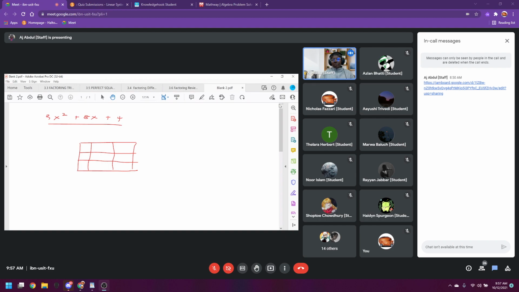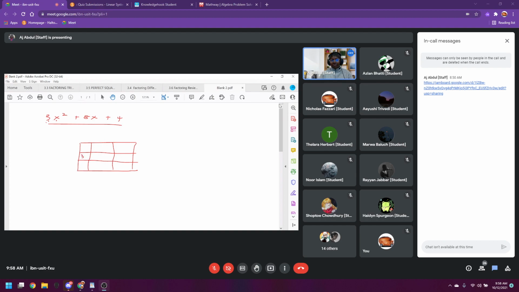So when I look at 3x squared, what are the factors of 3x squared? What can I break 3x squared into? Can I break 3 into any other numbers apart from 3 and 1? No, we are not adding them. It's multiplying. Remember, factors. 3 is only 3 times 1, and x is only x times x. So we are kind of limited here. So for that reason, I will say 3x here and x here.